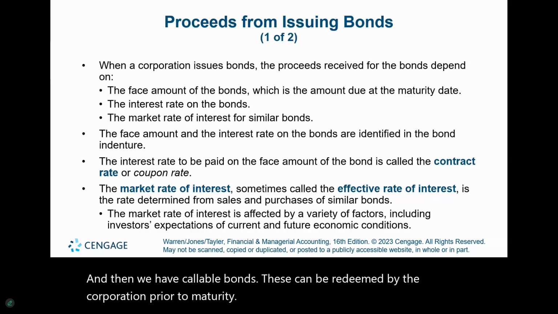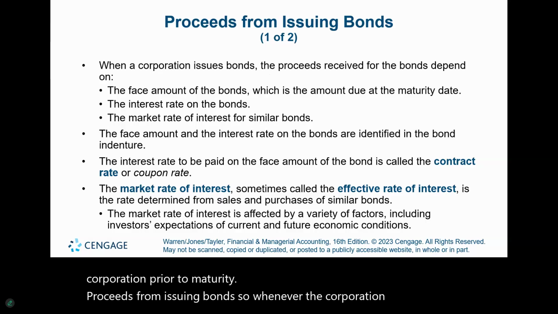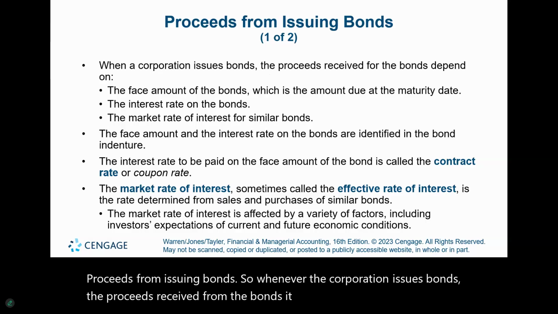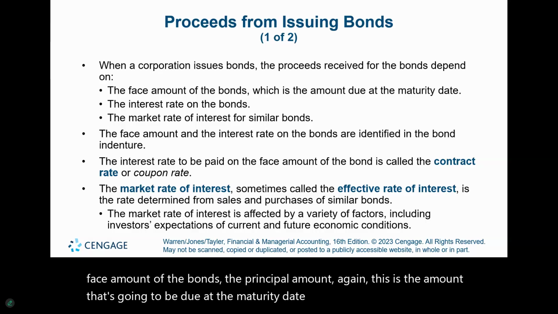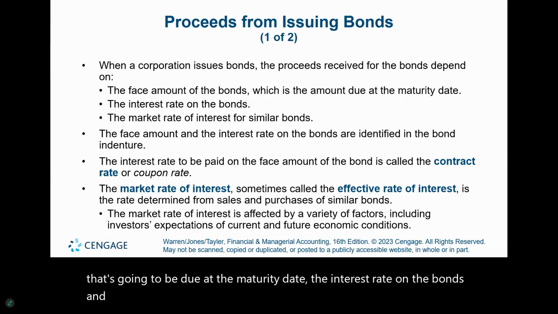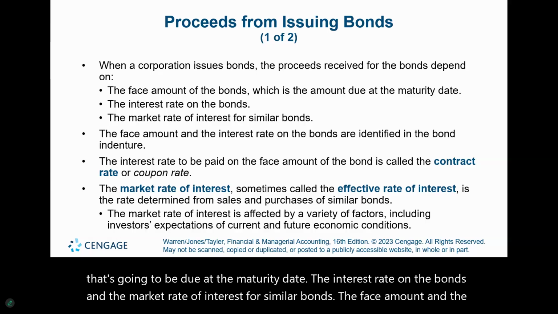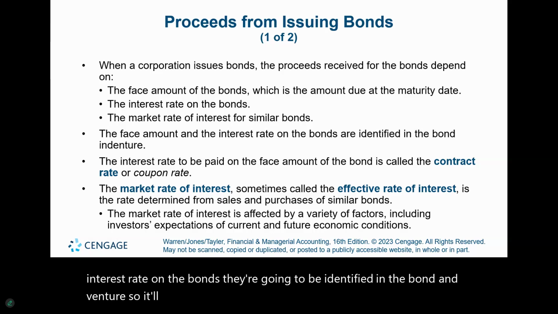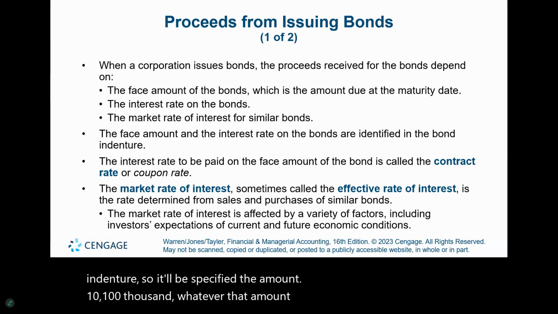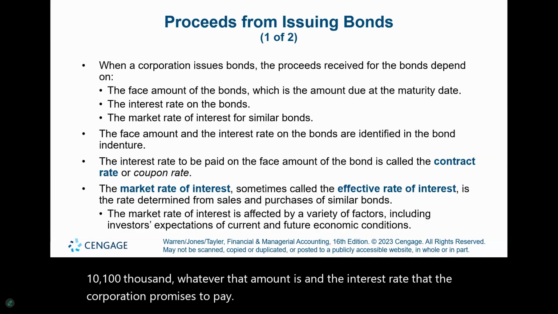Proceeds from issuing bonds. So whenever the corporation issues bonds, the proceeds received from the bonds depend on a few things. The face amount of the bonds, the principal amount. Again, this is the amount that's going to be due at the maturity date, the interest rate on the bonds, and the market rate of interest for similar bonds. The face amount and the interest rate on the bonds are going to be identified in the bond indenture. So it'll be specified the amount, 10,000, 100,000, whatever that amount is, and the interest rate that the corporation promises to pay. That's often called the contract rate.